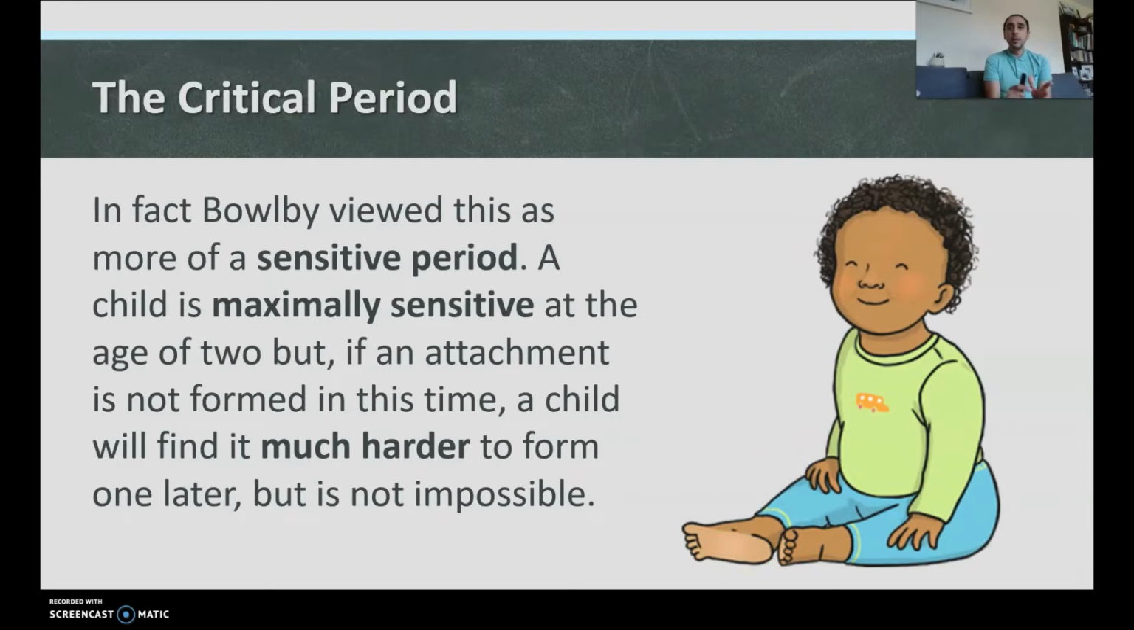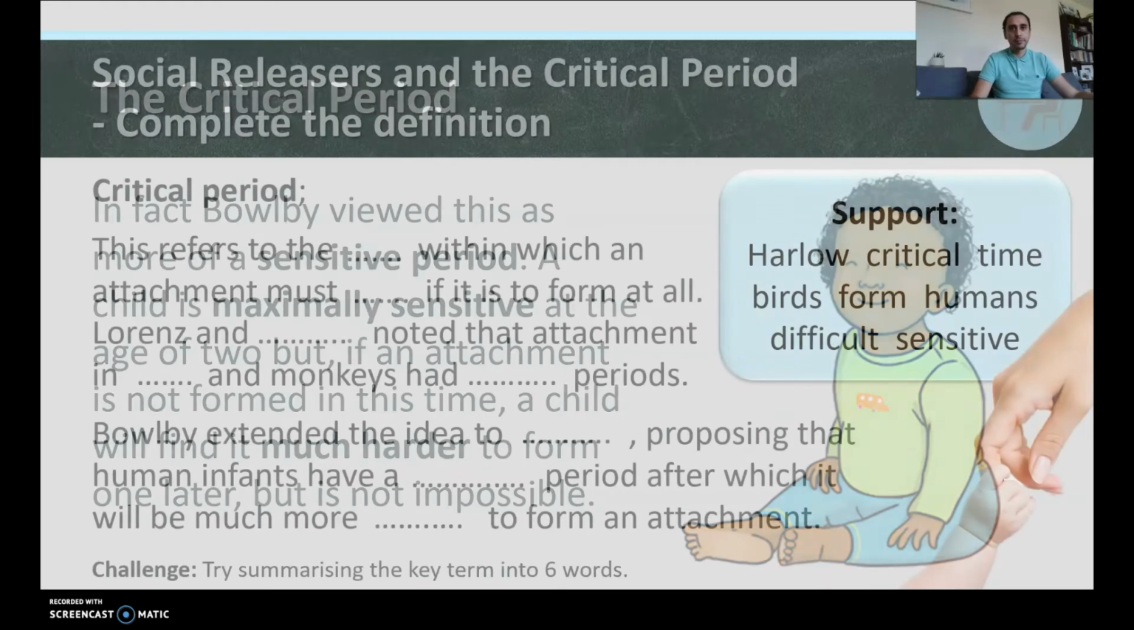But Bowlby viewed this as more of a sensitive period. He didn't think of it as a critical period. A child is maximally sensitive at the age of 2. But if an attachment is not formed in this time, a child will find it much harder to form one later, but it is not impossible, is what Bowlby said. So he liked to think of it as a sensitive period rather than a critical period.